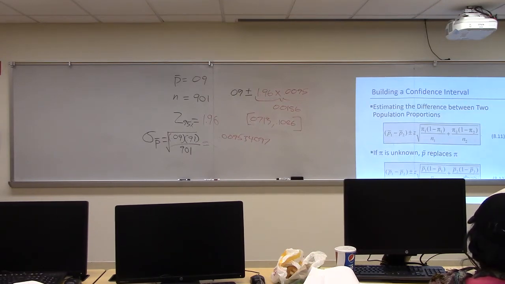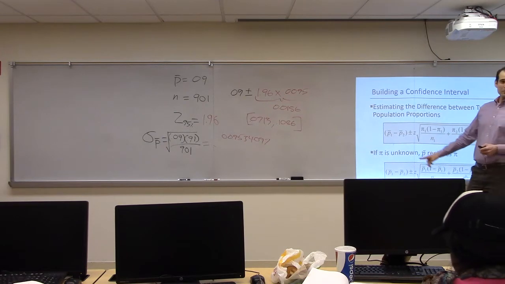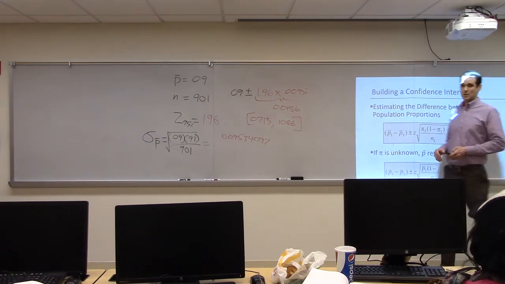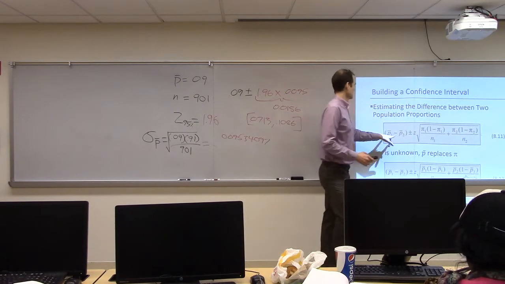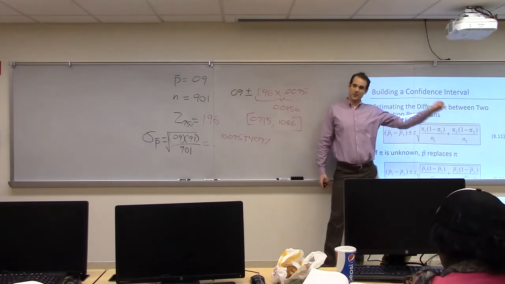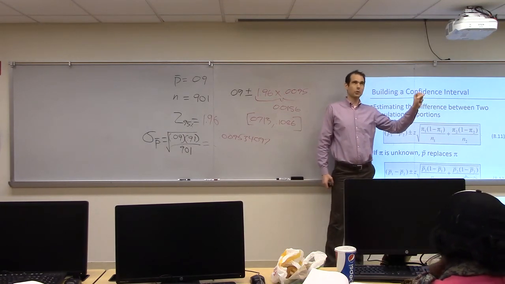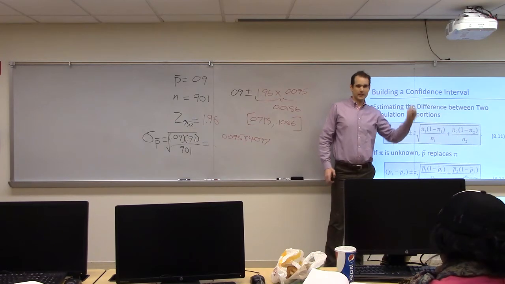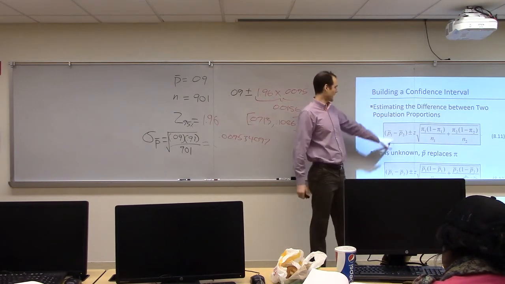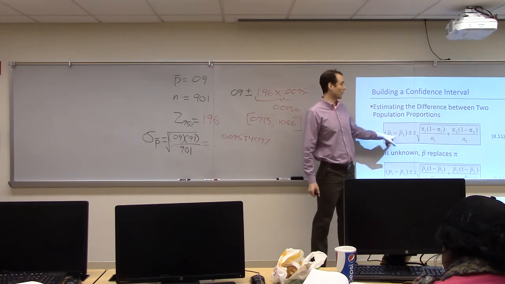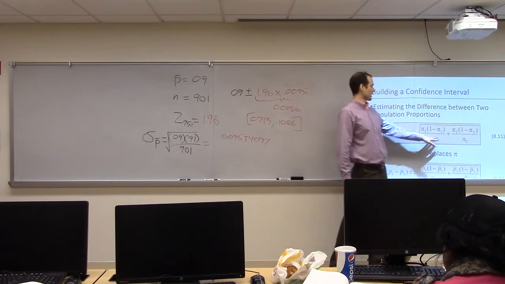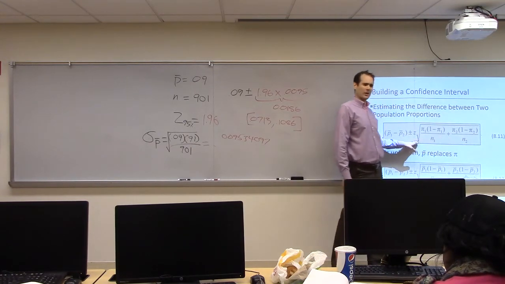Building a confidence interval. We're going to have some sort of point estimate, plus or minus some amount. Our point estimate is our sample proportion difference. We sample a bunch of people in Florida, find out how many are resistant, sample a bunch of people in California, and take the difference between the two. That is our point estimate: sample proportion 1 minus sample proportion 2, plus or minus some number of standard errors. It depends on how confident we want to be.